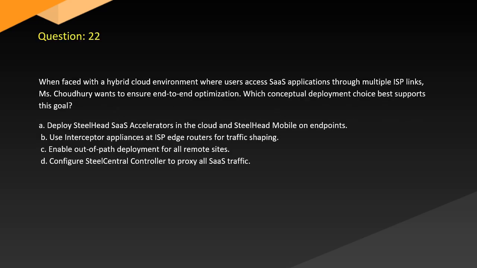Question 22. When faced with a hybrid cloud environment where users access SaaS applications through multiple ISP links, Chowdhury wants to ensure end-to-end optimization. Which conceptual deployment choice best supports this goal? A. Deploy Steelhead SaaS accelerators in the cloud and Steelhead Mobile on endpoints. B. Use interceptor appliances at ISP edge routers for traffic shaping. C. Enable out-of-path deployment for all remote sites. D. Configure SteelCentral Controller to proxy all SaaS traffic.